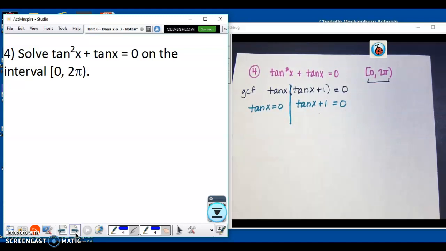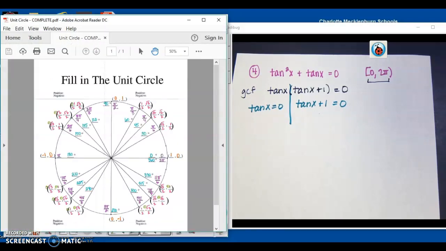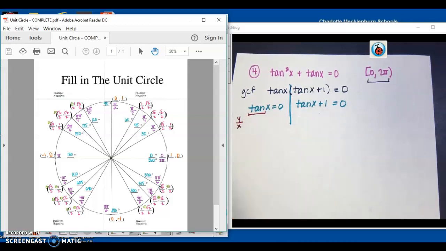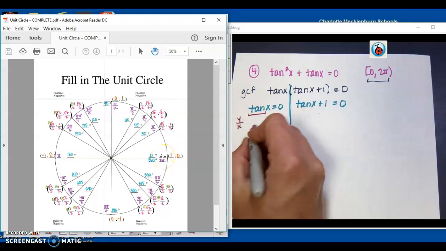Alright, so I'm going to pull up the unit circle. Okay, so for tangent x equals 0, remember tangent is y over x. So we're trying to find somewhere on the unit circle where y divided by x is equal to 0. So look at your unit circle, y divided by x. If you look at 0 here, 0 divided by 1 would be 0. So 0 is going to be one answer.